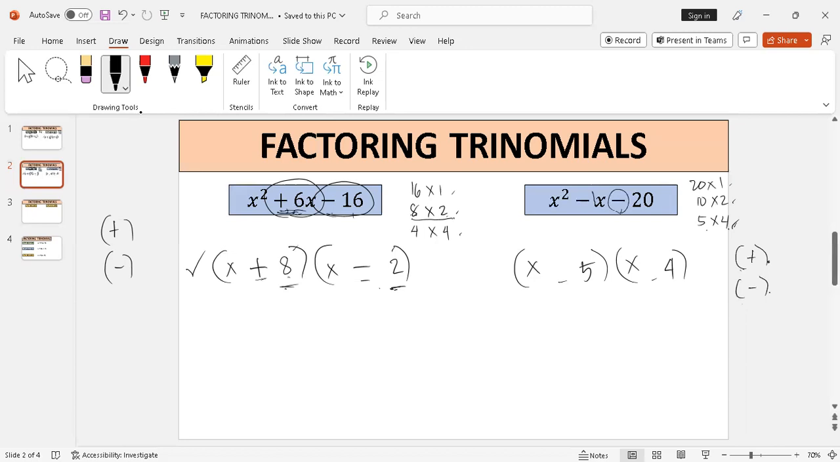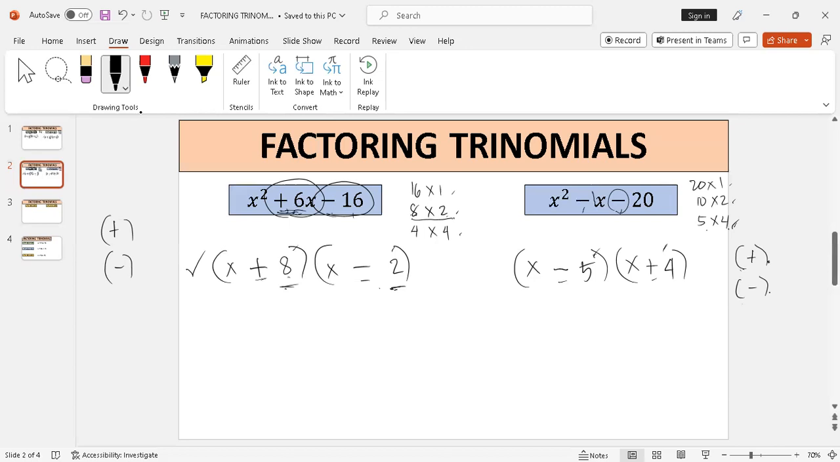Consider the symbol in the middle term. It's negative. So kung ano yung symbol ng middle term, yun din dapat yung symbol ng mas mataas na factor. Yan din dapat yung kaparehas niyang symbol. So between 5 and 4, alin yung mas mataas? It's 5. So yung 5 yung negative and yung 4 yung positive.